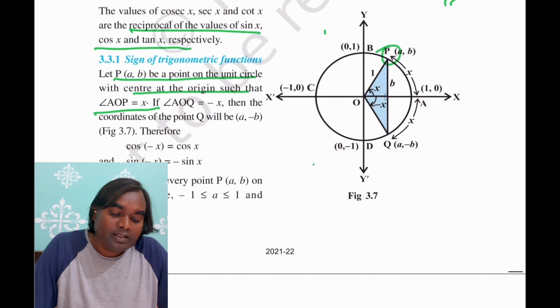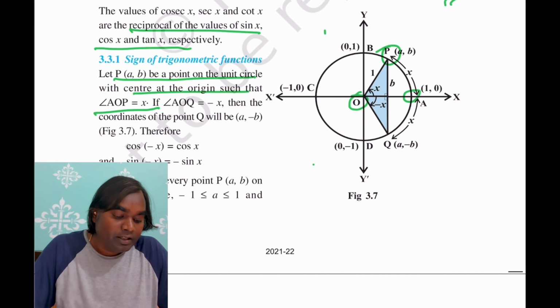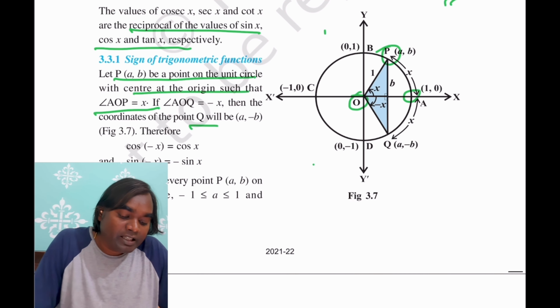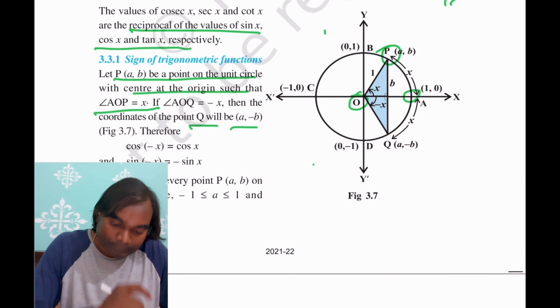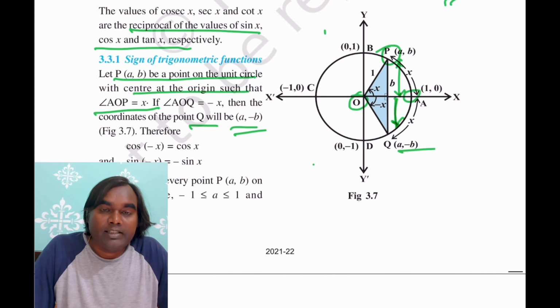So P is this, A is this, and O is this. So angle AOP is equal to x. Sorry. If angle AOQ is equal to minus x, then the coordinates of the point Q will be a, minus b, because this side is positive. If you go in the clockwise side, this value will be negative, minus x, and therefore this value will be equal to minus b. So because of this, the coordinate of Q will be written as a comma minus b.